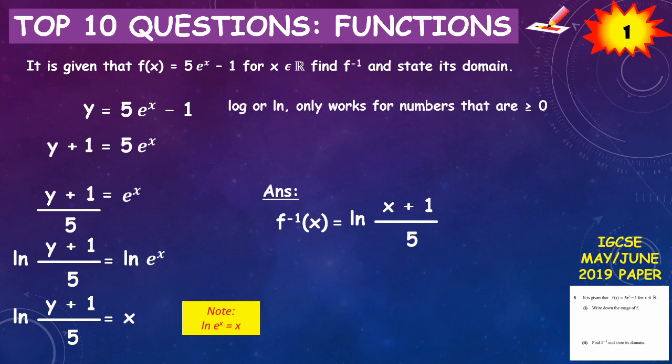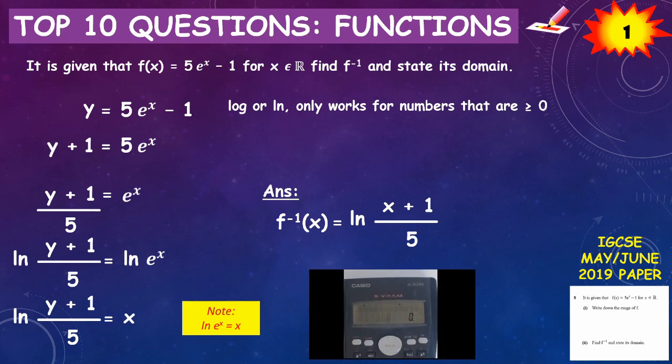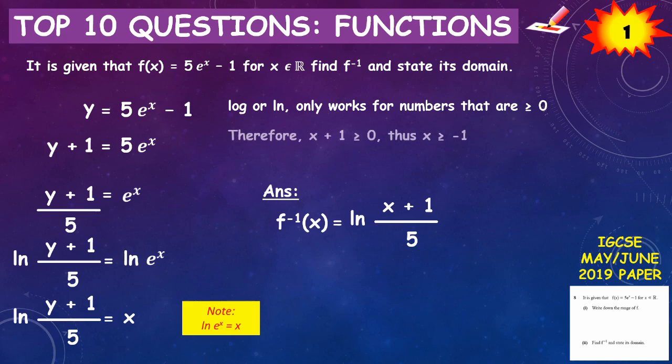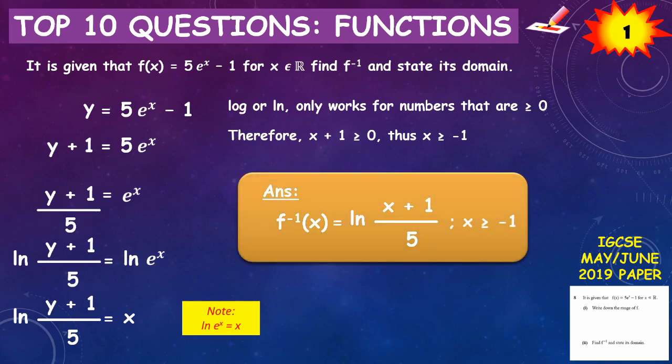Log or ln only works for numbers that are 0 and above. I've demonstrated here, if you substitute a negative number, you will get a math error. Since the value inside ln cannot be negative, x plus 1 must be bigger or equals to 0, giving us x bigger or equals to negative 1. So the domain for my f inverse of x is x must be bigger or equals to negative 1.